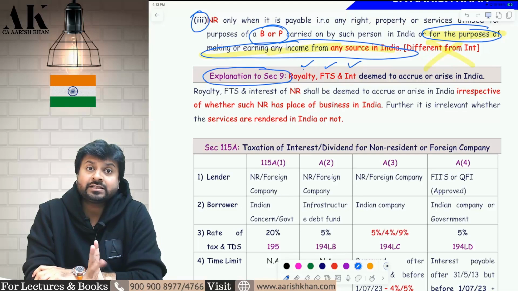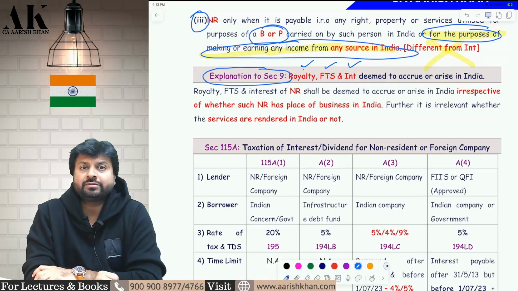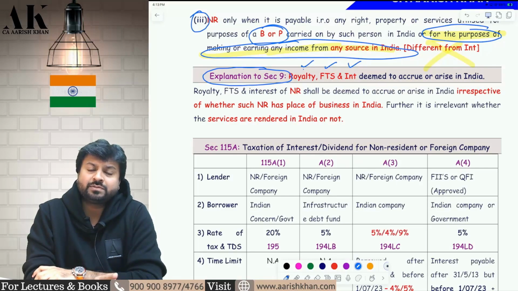But for royalty, interest and FTS, there is an exception which has been created in the explanation to section 9, which says that in case of interest, in case of royalty, and in case of FTS, there is no need to have any business connection.